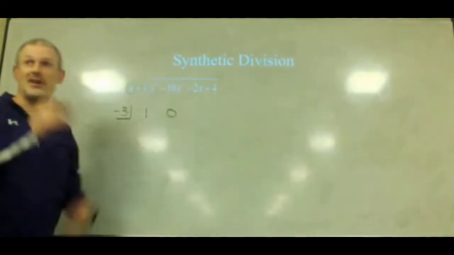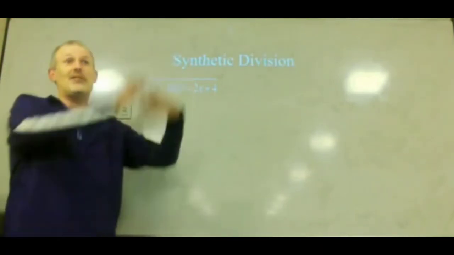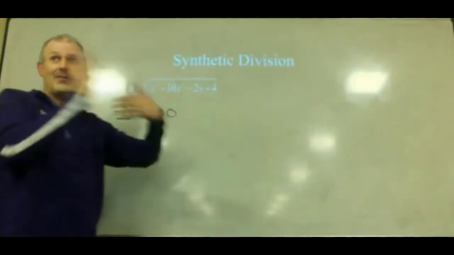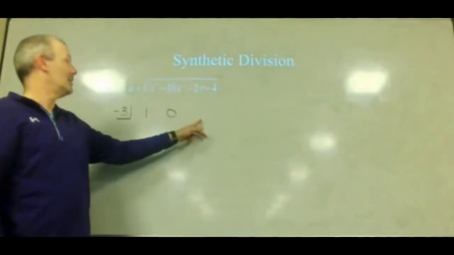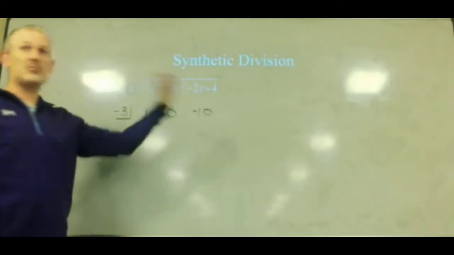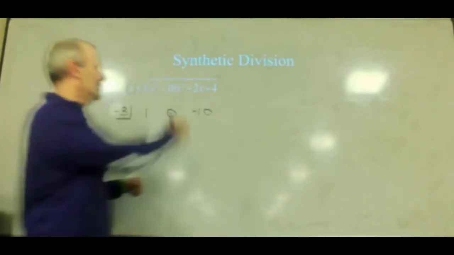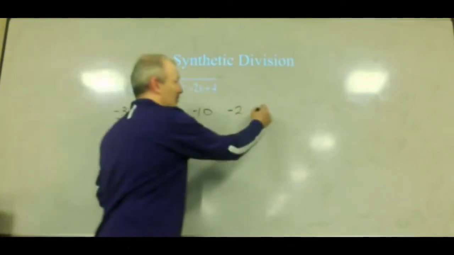Does that make sense? If you start with x to the 4th, you have to have x cubed. And then you have to have x squared, and then x, and then a constant. You have to go in order. For the x squared, what are we going to have next? Negative 10. For the x, what will we have next? Negative 2. And then for the constant at the end, 4.